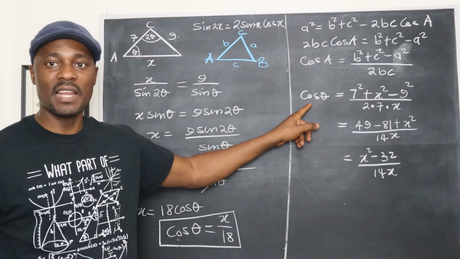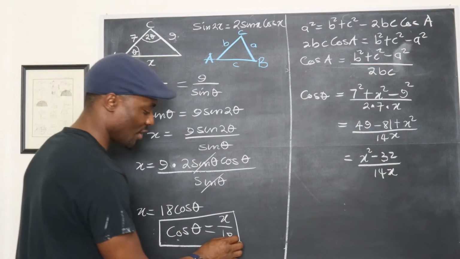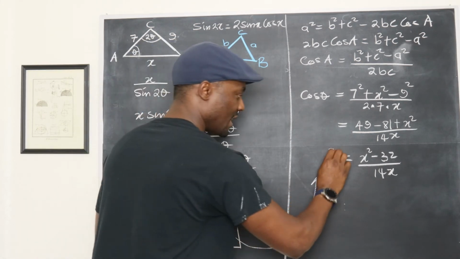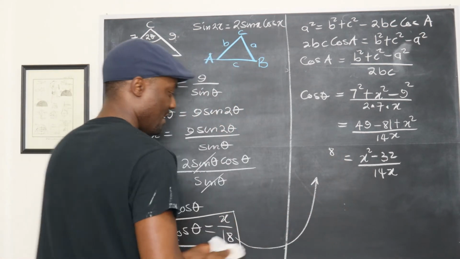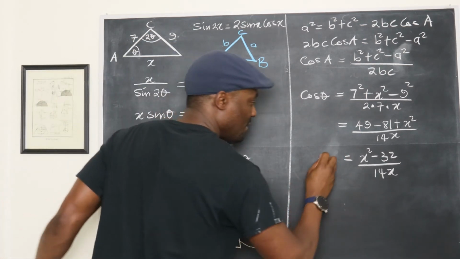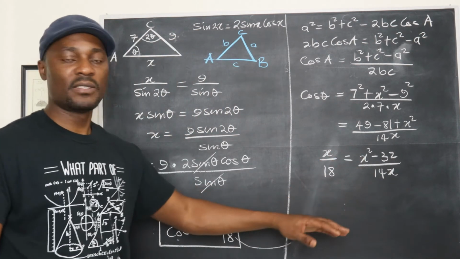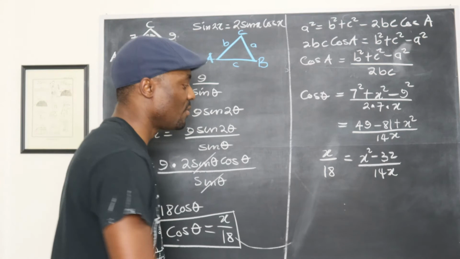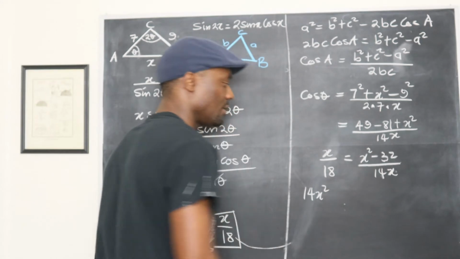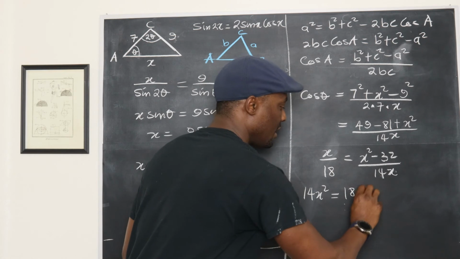That's our cosine theta. And remember, our cosine theta is x over 18. So you know what? I'm just going to transport this x over 18 here. Okay, so I'm going to write x over 18. Now we can solve this. You can see if you cross multiply, you're going to end up with x times 14x will be 14x squared. And 18 times x squared will be equal to 18x squared.